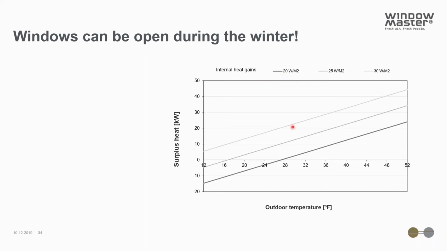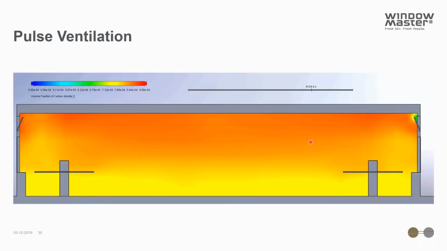20 watt per square meter, you will have a surplus of heat in the building even at the freezing point. So in relation to the energy consumption with heating, you can argue that it makes sense to open the windows during the winter. And I will just show a quick example of a strategy that we use for natural ventilation during the winter. We call it pulse ventilation, and it's basically to open the windows for a short period of time to flush a building, but then very quickly close them again.